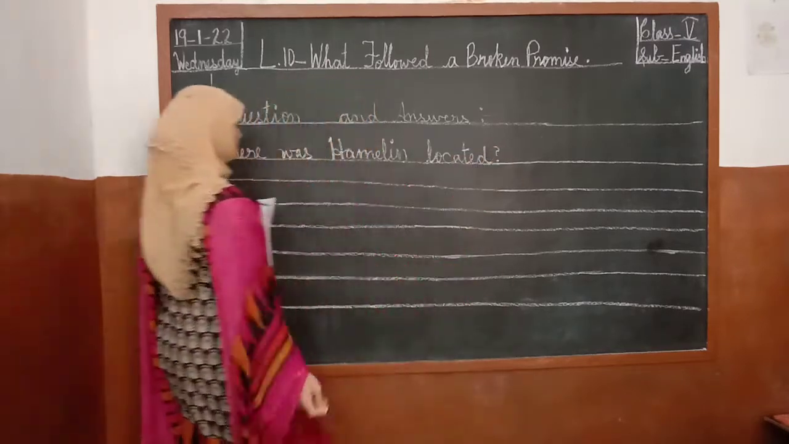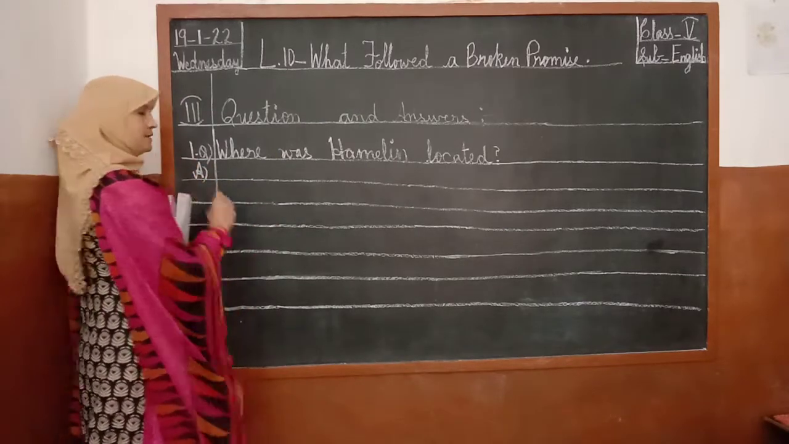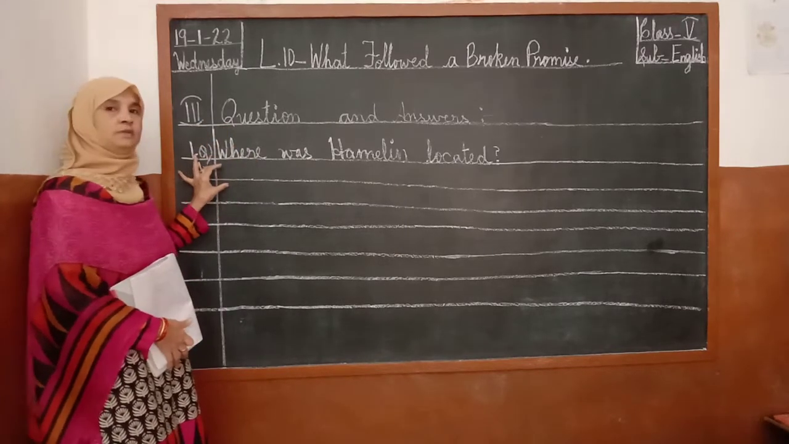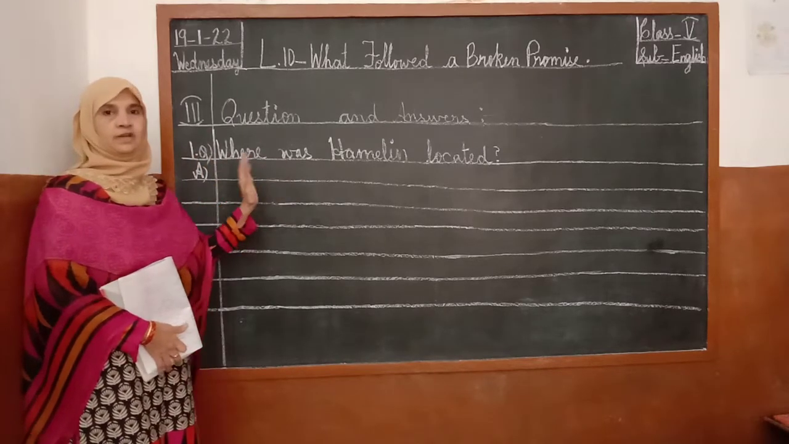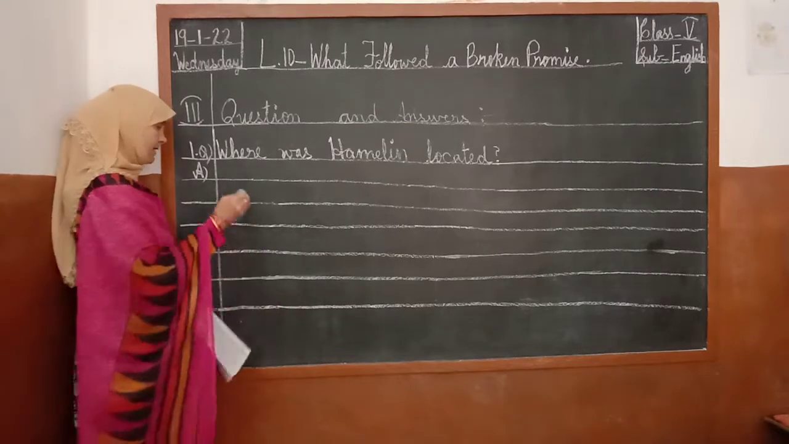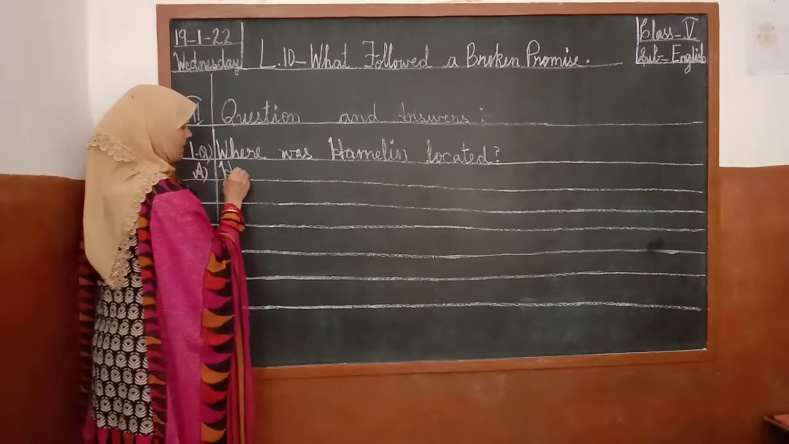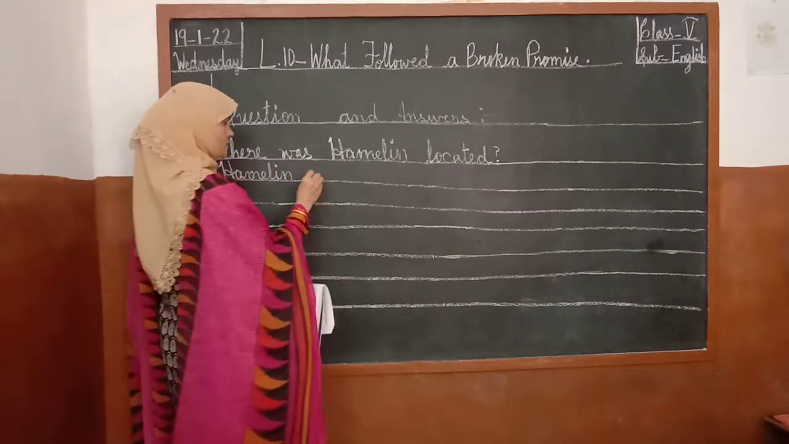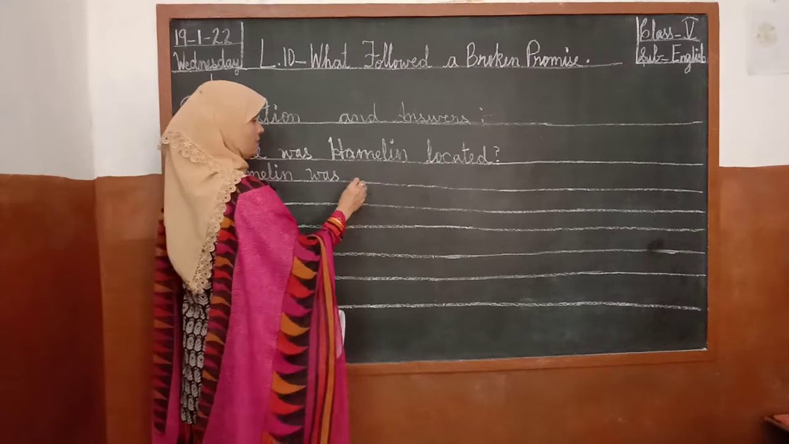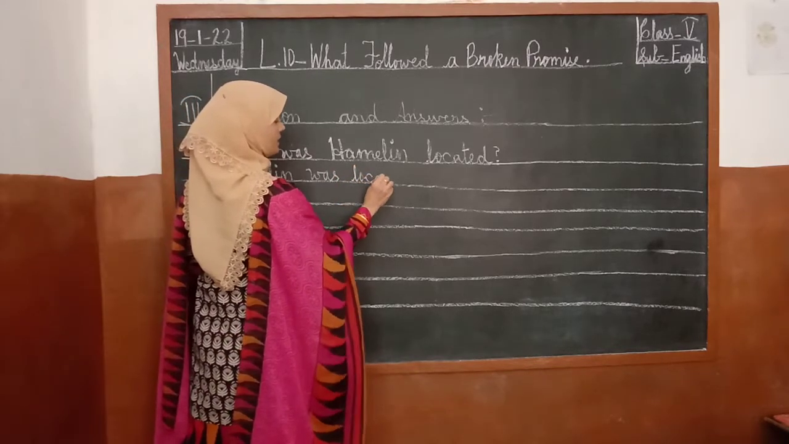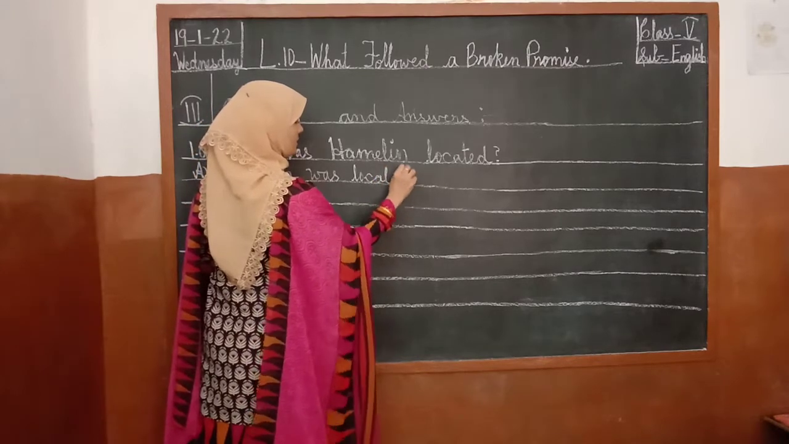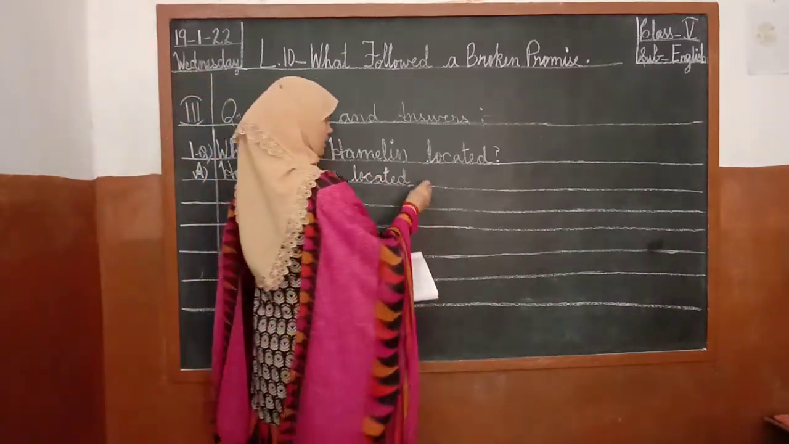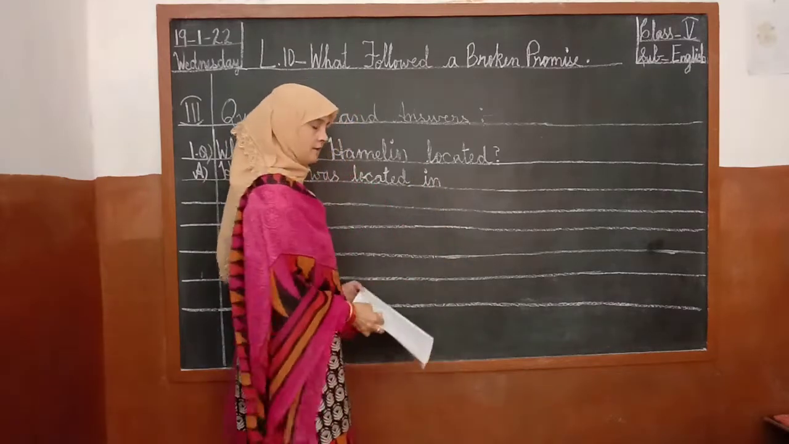Located. Question. Now, next line, answer. Don't leave a line between the question and the answer. When you finish the question, you can continue on the next line. Read the answer. Hamlin was located, H capital, H-A-M-E-L-I-N. Hamlin was located, W-A-S was, L-O-C-A-T-E-D. Hamlin was located in, I-N.